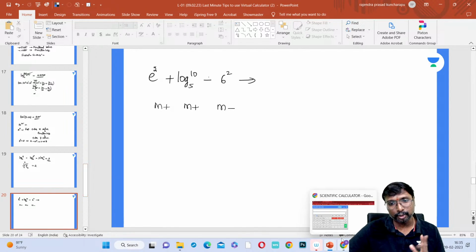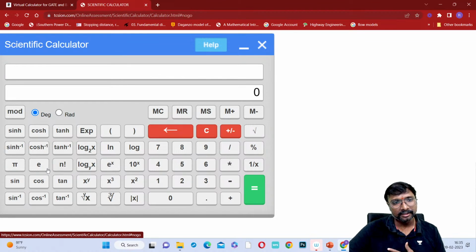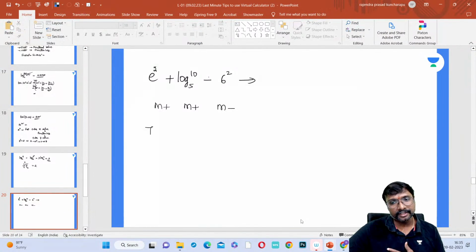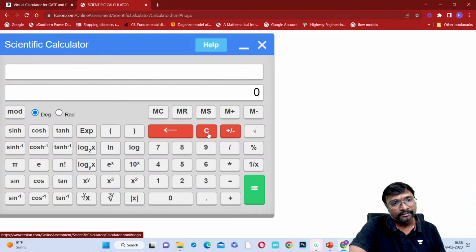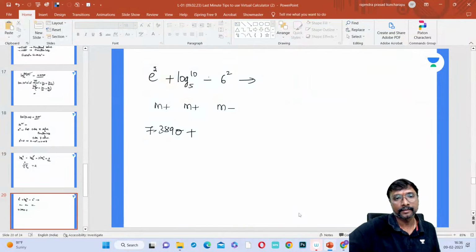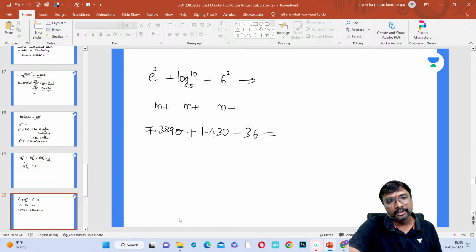We will check both ways so that you will get clarity. e square, the square of this one, is 7.3890. Plus log 10 to the base 5. How do we get it? First we have to enter this 10, then base 5. How much does it come to be? 1.430. Minus 36. Approximately, 7 and 8, so 8.8. 36 minus this 8.8 is approximately 28 something.